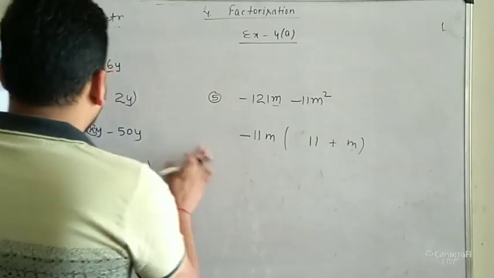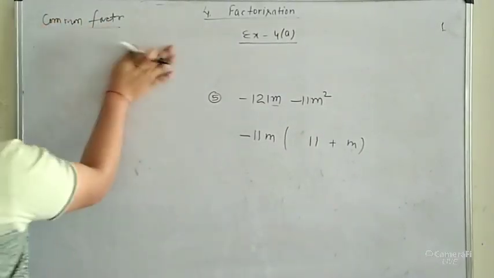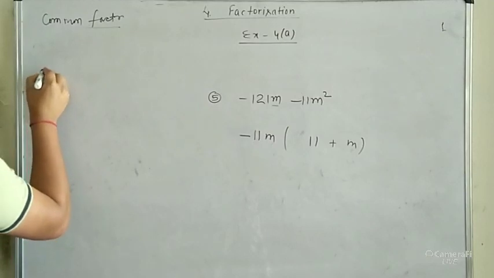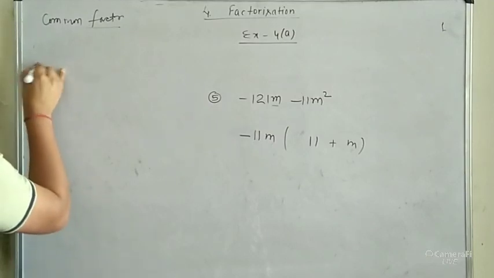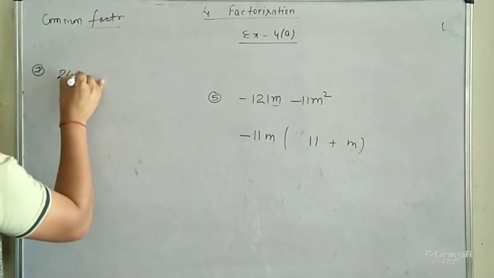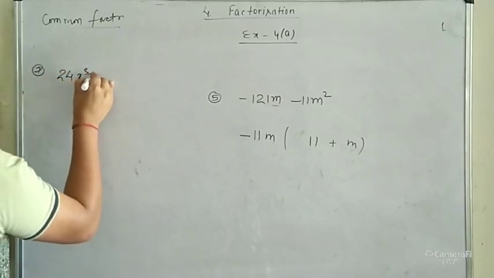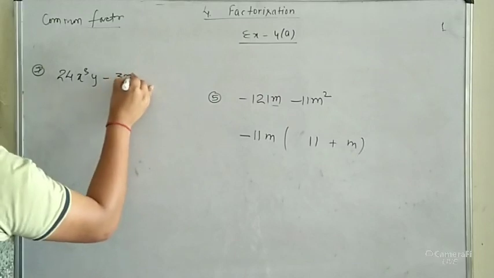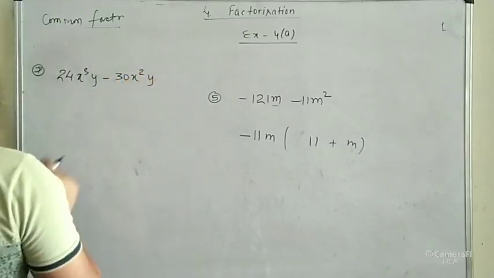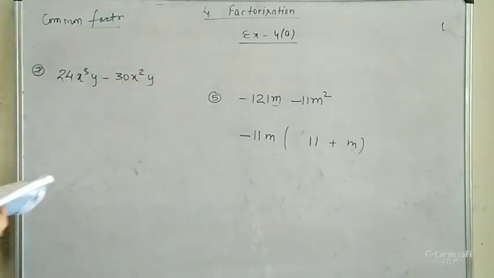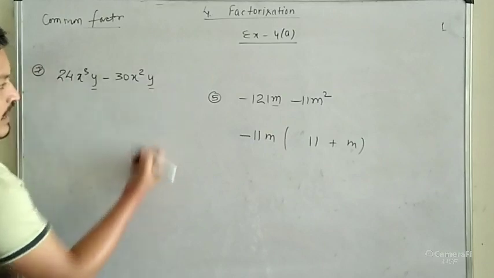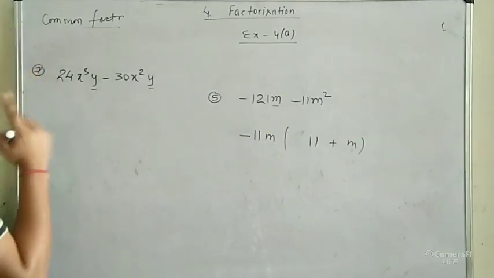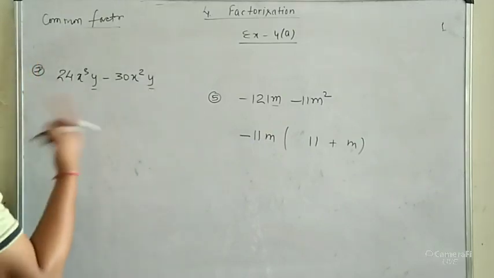Next question number 7. 7 is 24x cube y minus 30x square y. This is our question. First of all, identify which is common. देखो y and y is common, okay. We can take out the y from both terms.